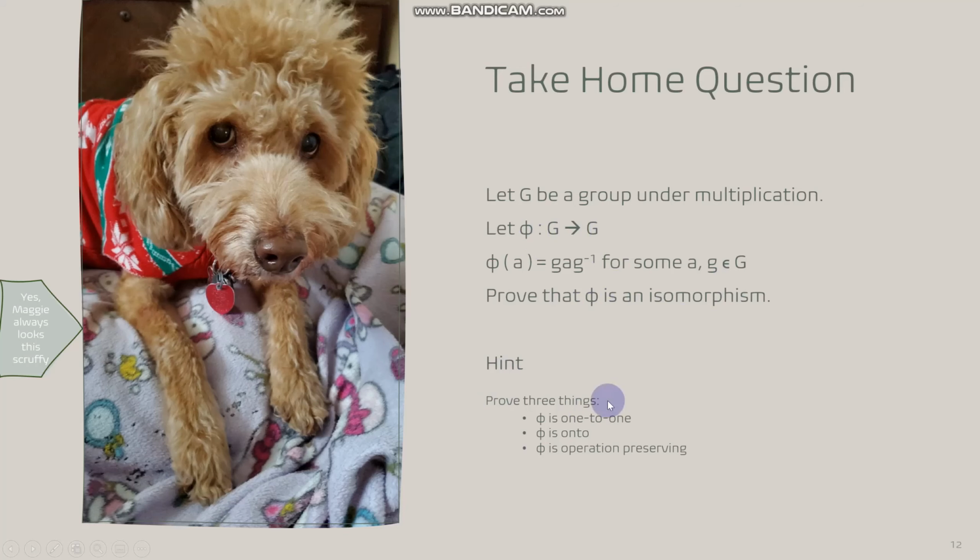A hint here for the answer to this question: you will need to prove three things in separate parts. First, you'll need to prove that phi is 1-to-1. Then you'll need to prove that phi is onto, and then you will need to prove that phi is operation preserving. Once you prove these three things, that will be the full proof for showing that phi is an isomorphism.